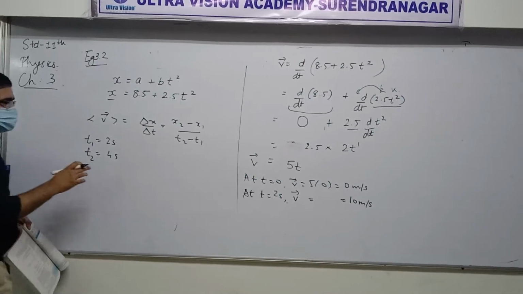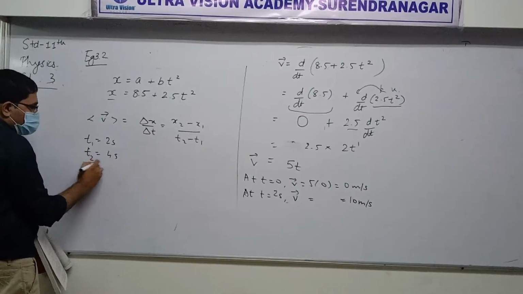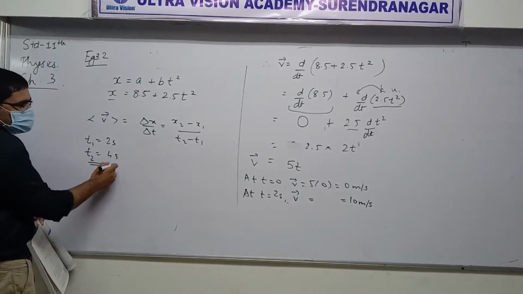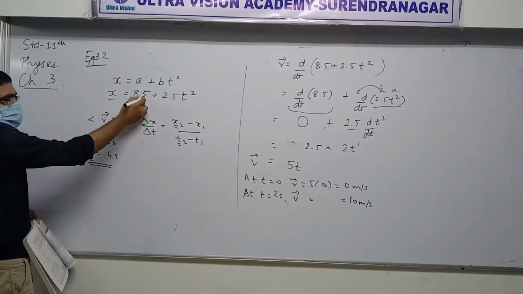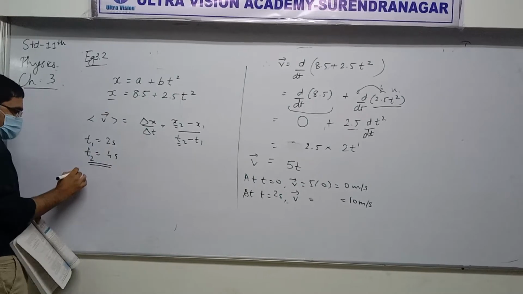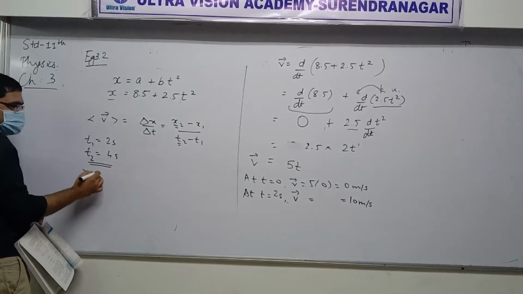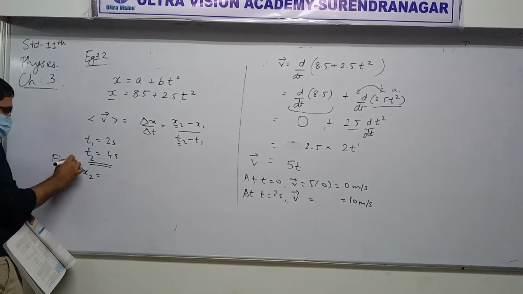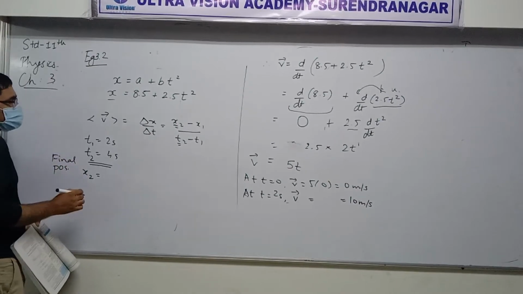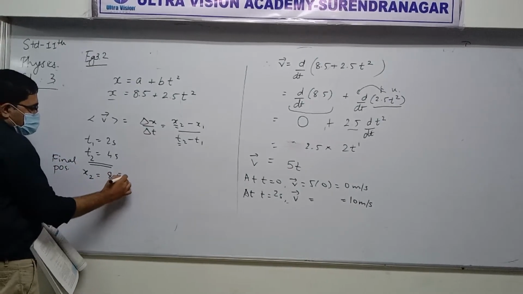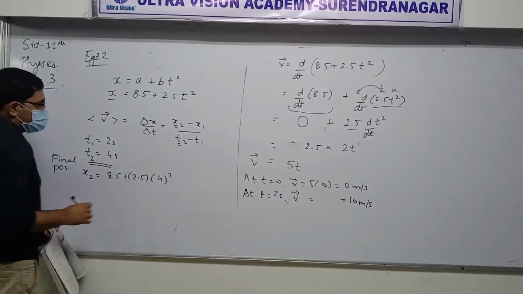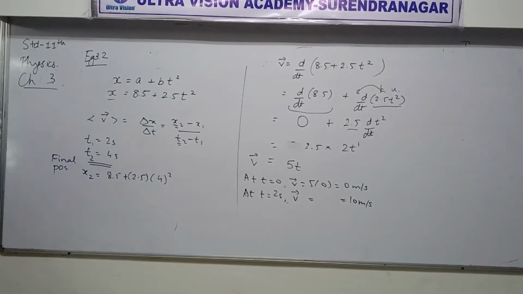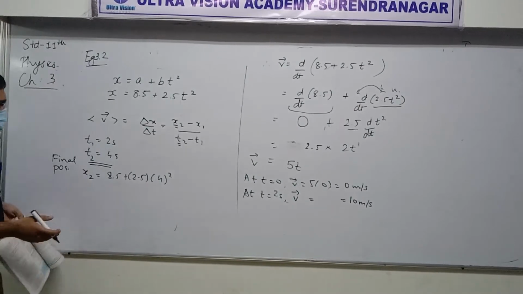Now what this means is, when the time is 4 seconds, what's the position? So I can say x2, that is final position, will be 8.5 plus 2.5 into 4 square. Raise your hand if you understood that. Okay, very good.